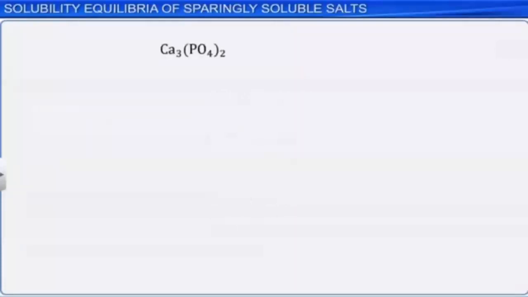A salt may give 2 or more than 2 cations and anions when dissolved in water. For example, consider the salt calcium phosphate. When calcium phosphate is dissolved in water, it dissociates into 3 calcium ions and 2 phosphate ions. The solubility product Ksp of calcium phosphate is equal to the product of the concentration of Ca²⁺ raised to the power of 3 and the concentration of PO4³⁻ raised to the power of 2.